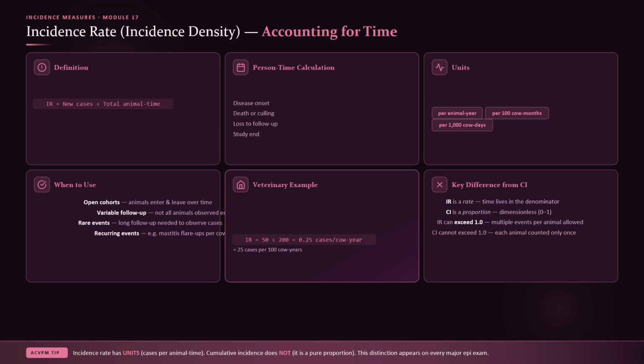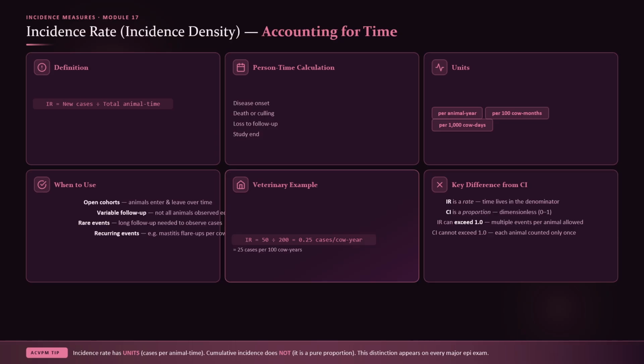Let's make this concrete. Suppose you're monitoring a 1,000-cow dairy herd for subclinical mastitis over 90 days. Some cows leave because they're culled. Some develop mastitis partway through. Each cow contributes only the days she was healthy and in the herd. You add up all those cow days, and that's your denominator.